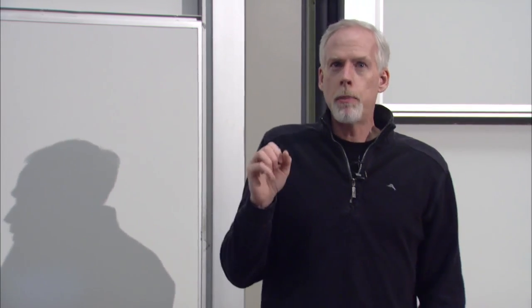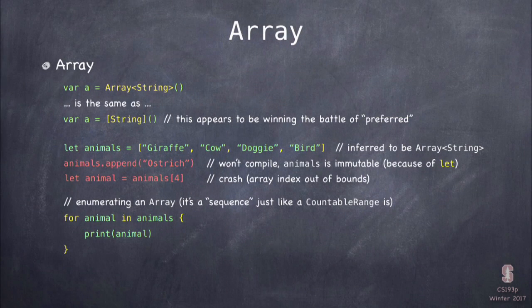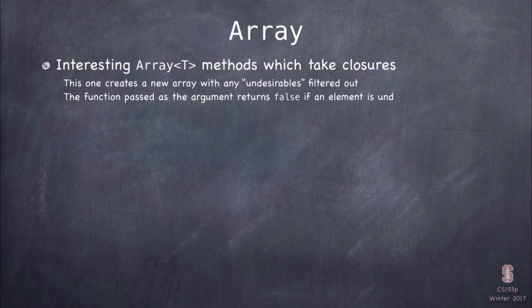Okay? All right, let's talk about the fact that array is a sequence. Array is actually a collection, and collections are sequences. And a sequence means I can do for in on it. So if I say for animal in animals, my little for loop will get executed 4 times. Once with animal being giraffe, the next one with animal being cow, the next one with animal being doggy, and the next one with animal being bird. Okay? So that's a really cool feature. Remember, this is the only for there is in Swift, for in. That's the only for there is, nothing else.